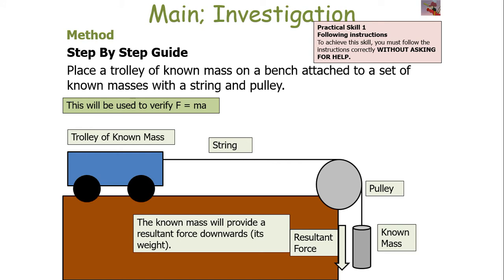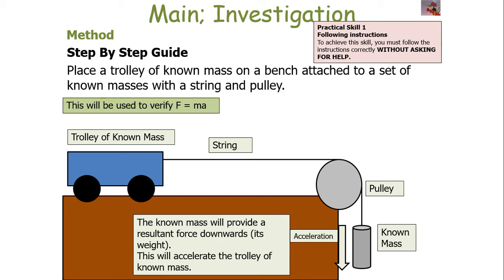Now, the known mass will provide a resultant force downwards, its weight. Now remember, we calculate weight with the equation weight equals mass times gravitational field strength, or the strength of gravity. Now, when measuring the known mass, just remember we've got to consider the mass of the hook and of the masses because they're all acting as one in this instance. Now, this will accelerate the trolley because there's a resultant force acting on the trolley and a resultant force will cause an acceleration.